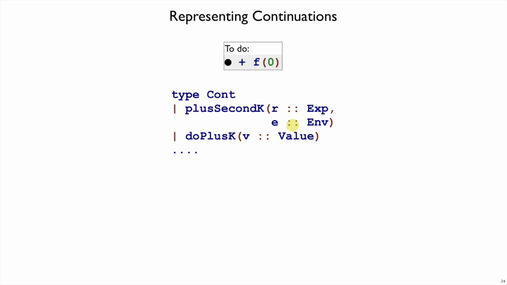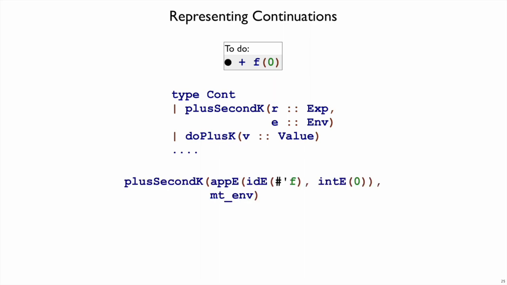So we have these different kinds of plus continuations. One where we're working on the left, and we need to remember to go work on the right and then do the addition. And one where we've already done the work for the left, and we just need to finish up by performing the plus. So this example here would be an app-e f of 0 for that right-hand side in the empty environment, say.